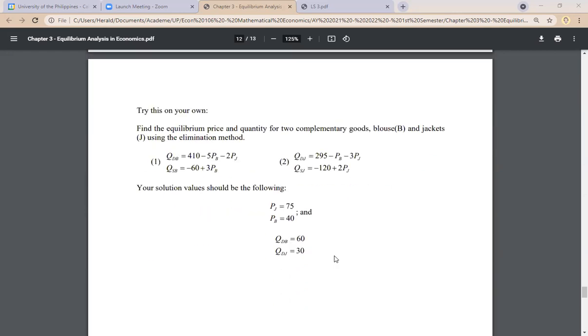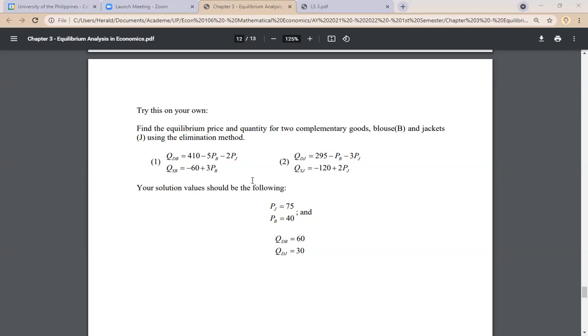Great. So there's also another example that you can try on your own. Again, much of the discussion in math econ is more on understanding the process. So arriving at the answer would be good, of course, but understanding the process, how the solution went, or how sophisticated the solution would be, is more the concern of math econ.